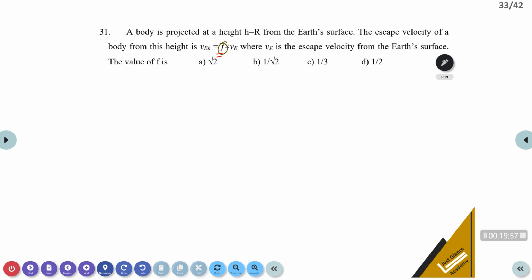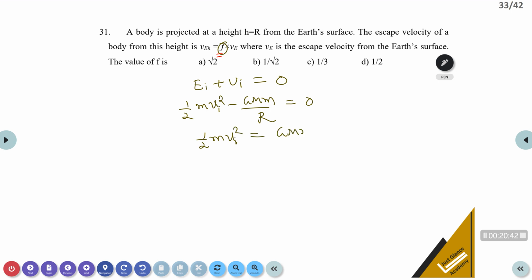Escape velocity of a body from the height. Okay, height. Yes, okay. EI plus UI equal to what? 0, because the body is escaped. Final energy will become what? 0 at this point. Yes. Initial energy equal to final energy. M into what? VI square minus GM divided by R equal to what? 0. Okay. M into VI square equal to GM divided by R. So that this M gets cancelled. Then VI square equal to 2 into GM divided by what? R, that is.